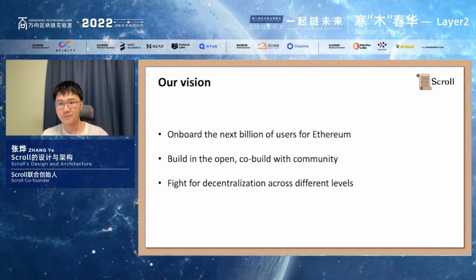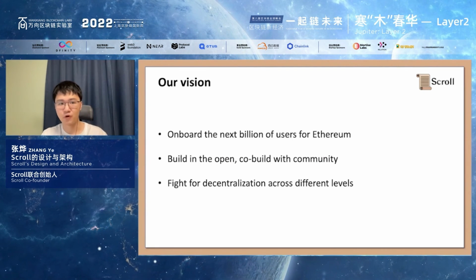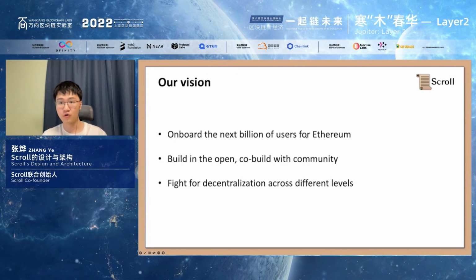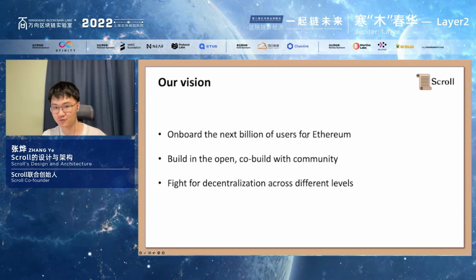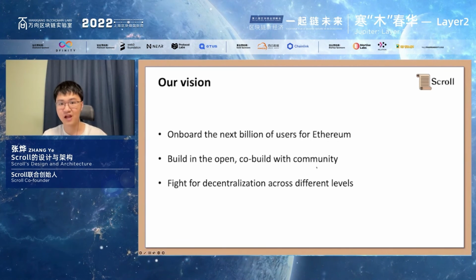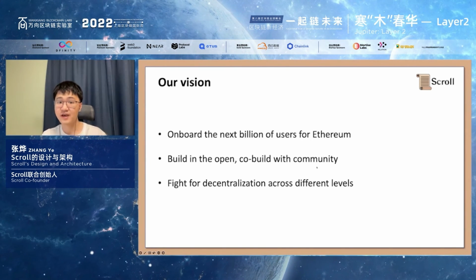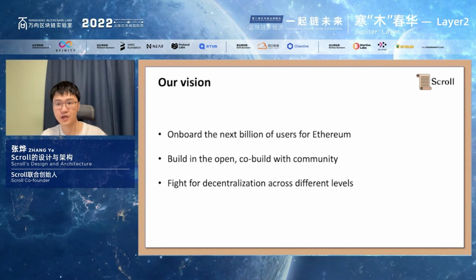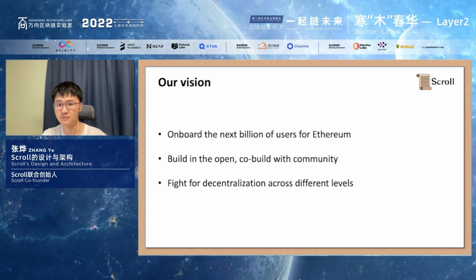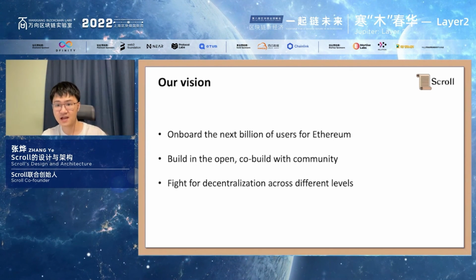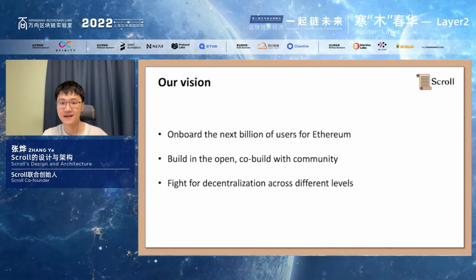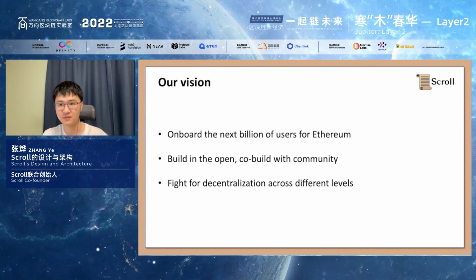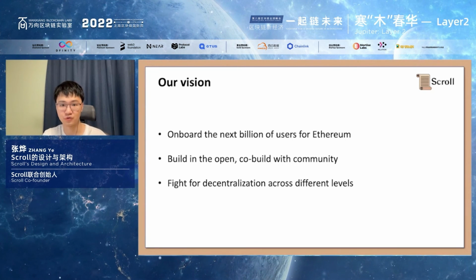We are very ambitious. We set out to onboard the next billion users for Ethereum because we believe that in the future, all the interactions will happen on layer 2. We are also pretty value aligned with the open source community. Everything we have built will be open source, especially the zkEVM. We are literally co-building this with a large community from Ethereum. It attracts the best talents who are truly value aligned and makes our progress more transparent. It also brings a high security guarantee because you get more external reviews.